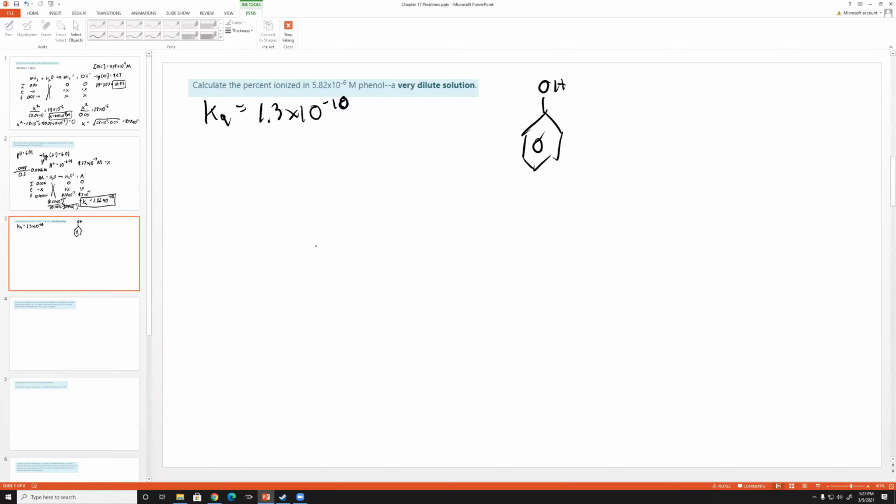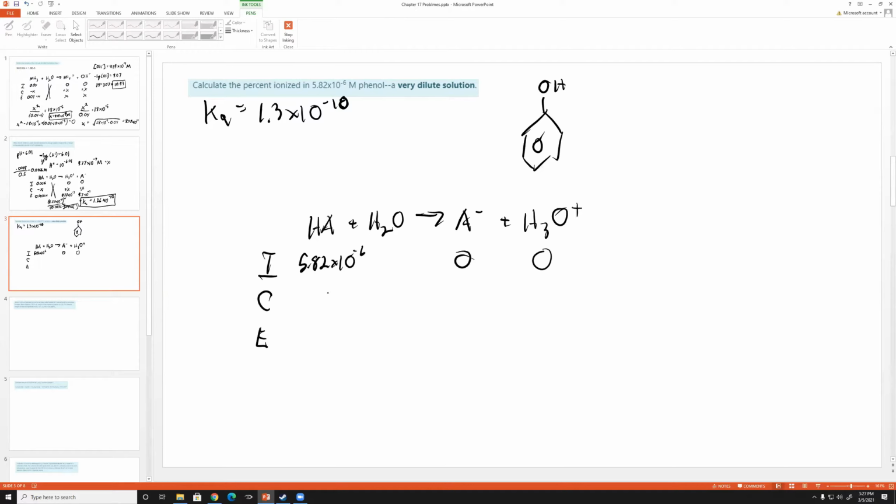Okay, so now let's write an ICE chart. So instead of phenol, we'll just write HA. And we're going to add it to water. And we're going to create A minus plus H3O plus. And our ICE chart, as you can see, this is pretty repetitive. We have our initial concentration, 5.82 times 10 to the negative 6th. We have 0, 0. Then we have minus X plus X plus X. 5.82 times 10 to the negative 6th minus X, X, and X.